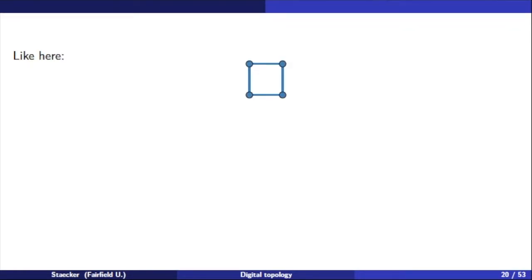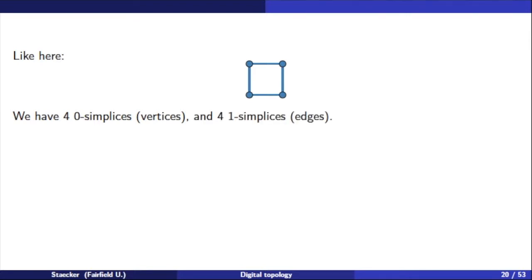If we have this square here, we have 4 0-simplices. Remember, dimension 0 was just a point, and there are 4 of them. Those are the vertices. And we have 4 dimension 1 simplices. Those are the edges. There are 4 of each. All right? This is what the homology is about. It's about how many of those things are inside the space.